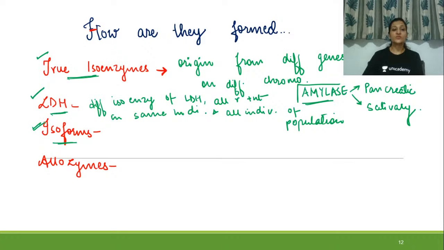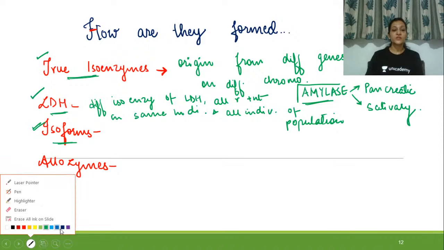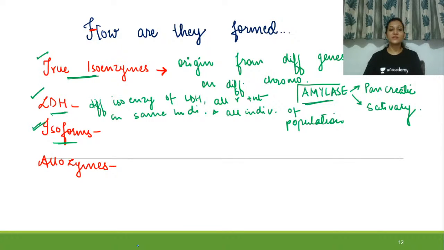Now coming to isoforms. What are these isoforms? The enzymes are proteins. So when these proteins, which are finally leading to the formation of enzyme, undergo various different types of post-transcriptional modification, they differ from each other on the basis of post-transcriptional modification.